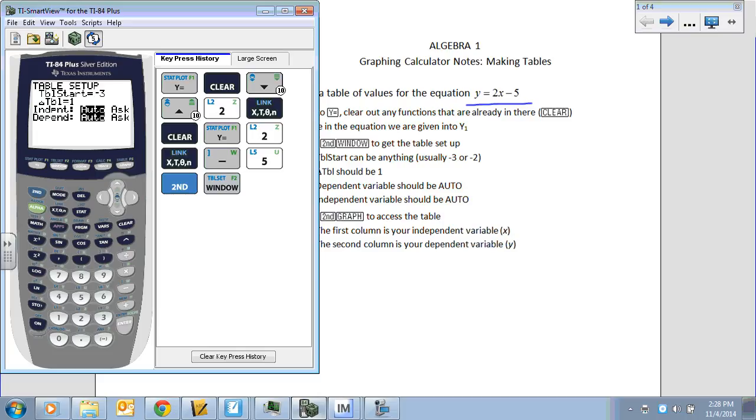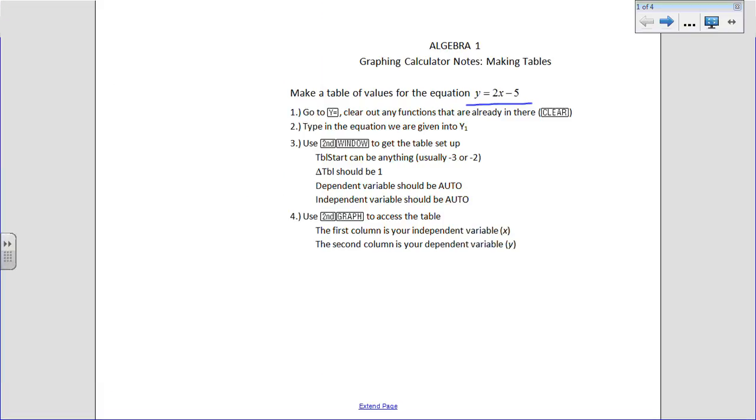-2 or -3. Yep, so you can hit clear if what you have there doesn't work, and then type in what we want. All right? Are we okay there, ladies and gentlemen? Yes. All right. Now what we want to do is we're going to go to second graph.